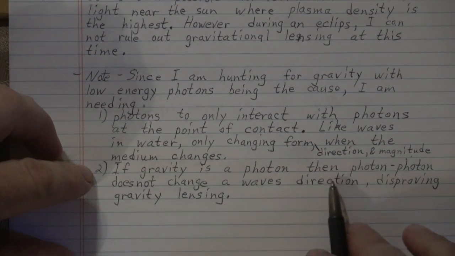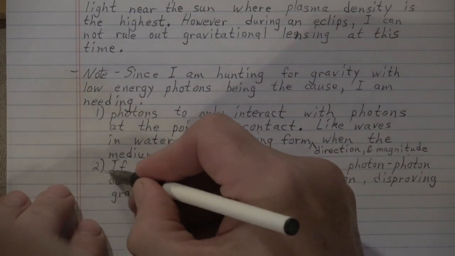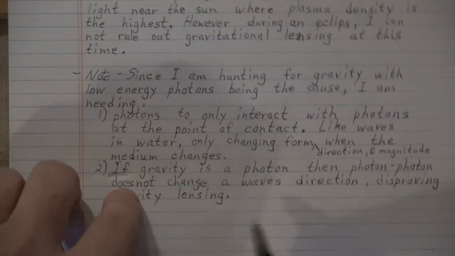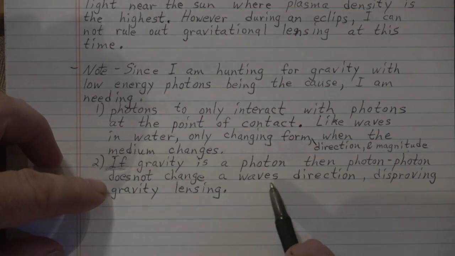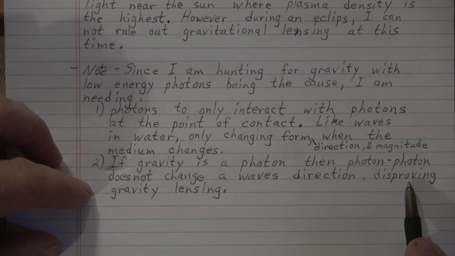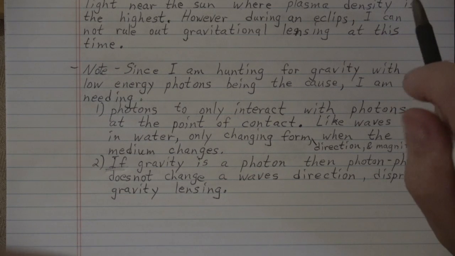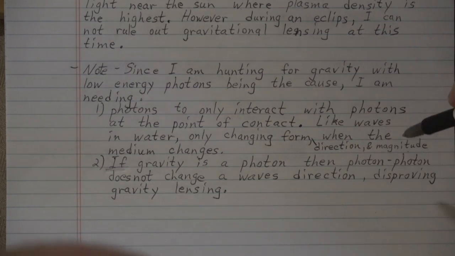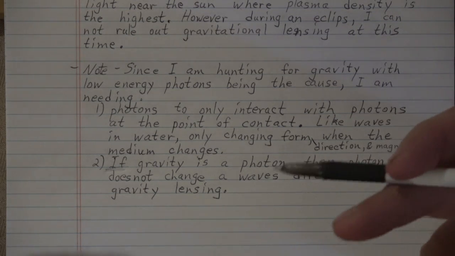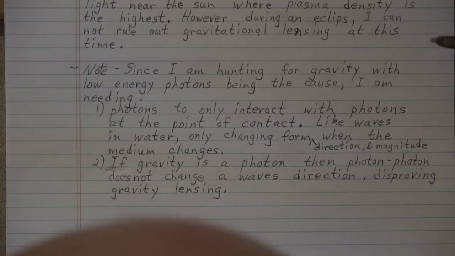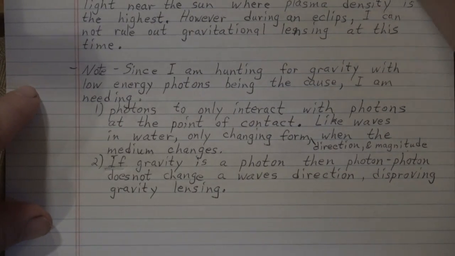Number two, if gravity is a photon, and this is a big if right here. Yeah, let's double line that one. If gravity is a photon, then a photon does not change a wave's direction, disproving gravity lensing. So if I'm hunting gravity from the point of view that gravity is a small energy photon, or an extreme density of low energy photons, then these properties need to exist.